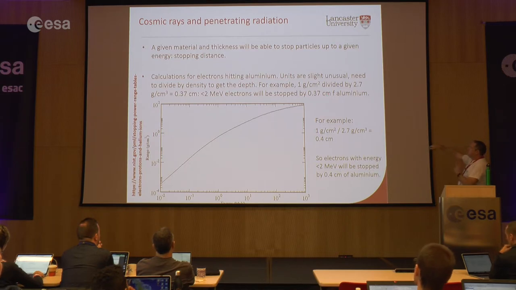I should have got rid of this. But the units are slightly unusual. What you need to do is take this range, which is in grams per square centimeter, and divide that by the density of the material.